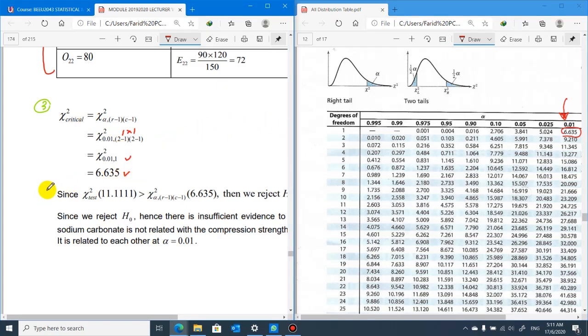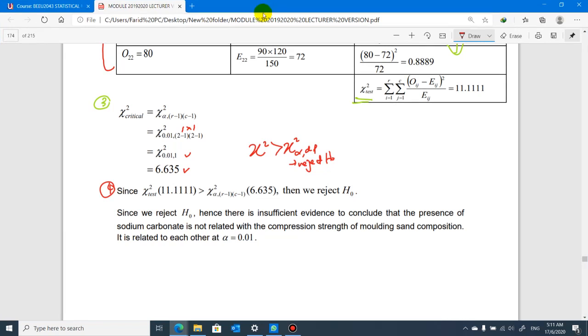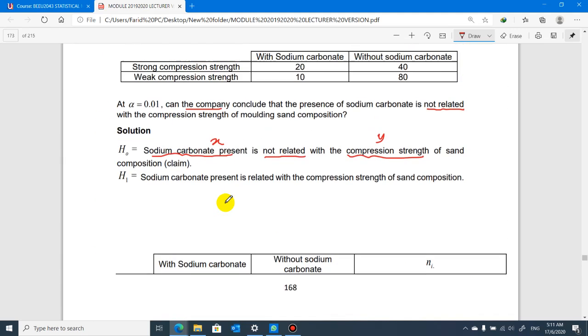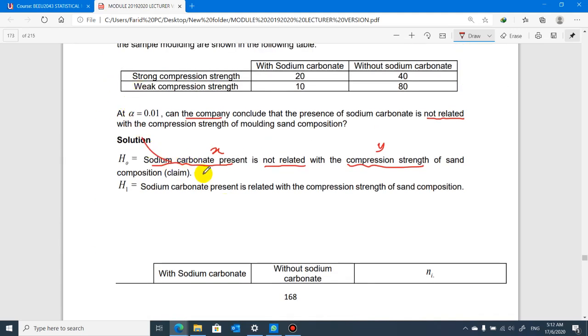Okay, and then step kita yang keempat, kita compare and make decision. Ingat, kita punya comparison: chi square kalau dia lebih besar daripada chi square alpha, degree of freedom, kita akan reject our H0. Ini kita punya decision. So chi square 11.1111 is greater than this one, so we reject our H0. Since we reject our H0, conclusion, kita tengok balik yang atas. Kita reject kita punya H0.